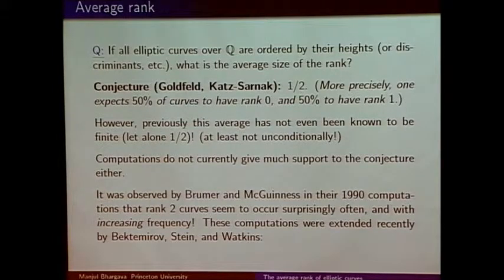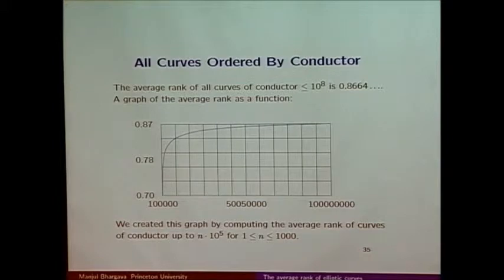I got this graph on the next slide from William Stein. This shows the average rank of all curves of conductor up to 10 to the 8. So this is the average rank up to this conductor. And you can see that the average rank is just going up as you go to higher and higher conductors. And as you can see, even when it started, it was already past 1/2.